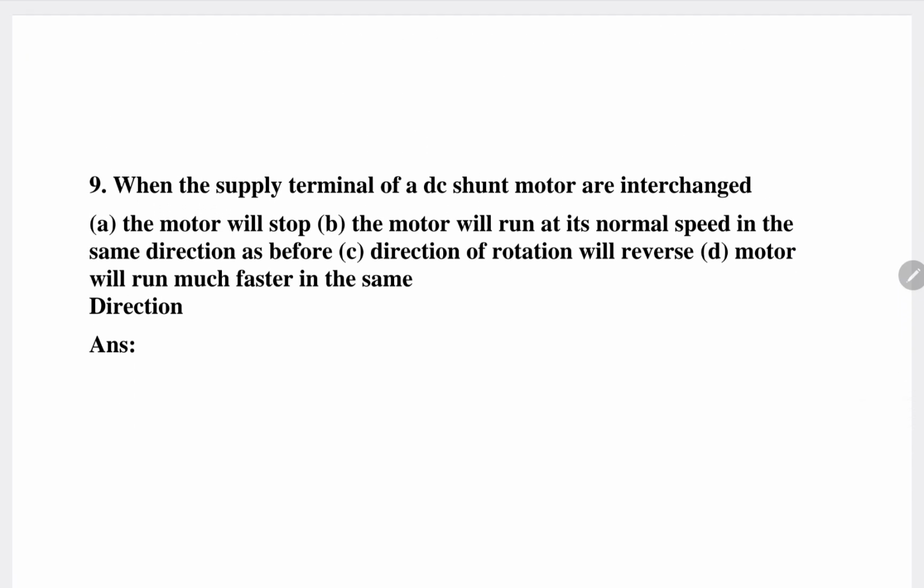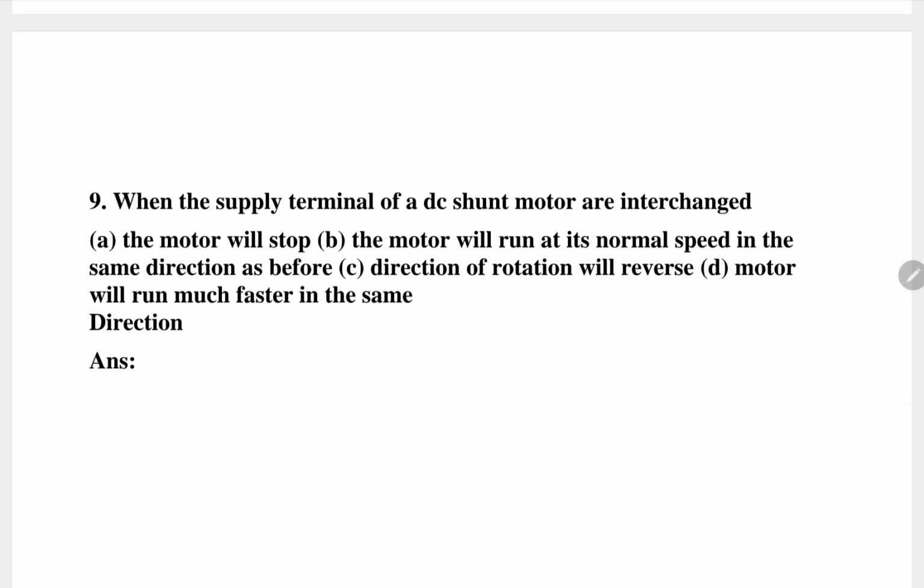When the supply terminals of the DC shunt motor are interchanged, then what happens? Motor will run at its normal speed in the same direction as before. The direction of the rotation will reverse. Motor will run much faster in the same direction. As supply terminals are reversed, the motor is going to run in the same direction, because field current direction will be reversed and armature current direction will be reversed. So the torque will be the same, positive only, unidirectional only. Motor will run in the same direction.